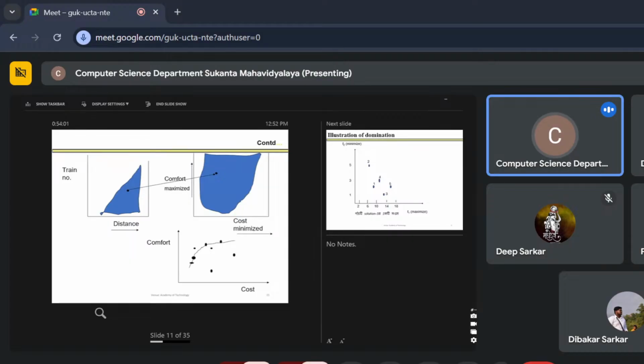Let us assume, right? So when it comes to the question of comfort versus cost consideration, which type of problem is it? Cost on the horizontal axis, cost minimization, comfort maximization. So it's a max-min framework of problem. Correct? Okay. Correct.